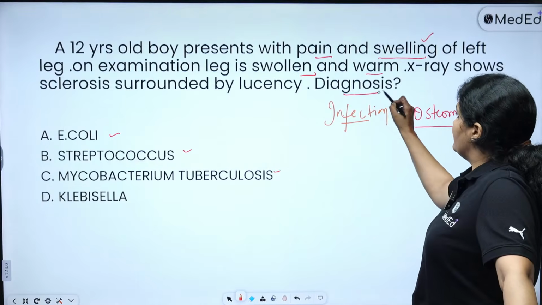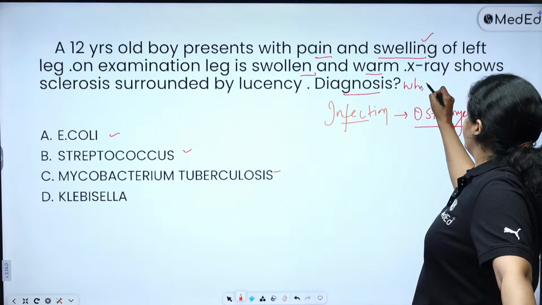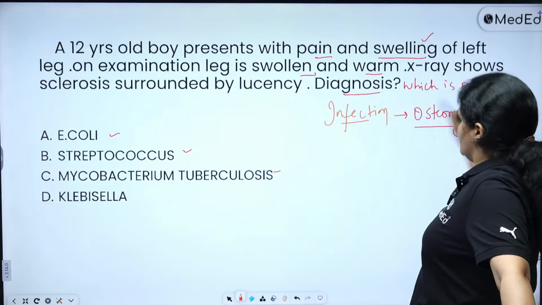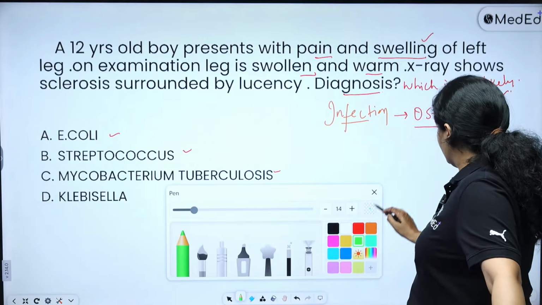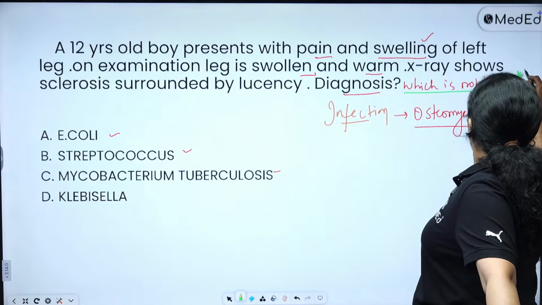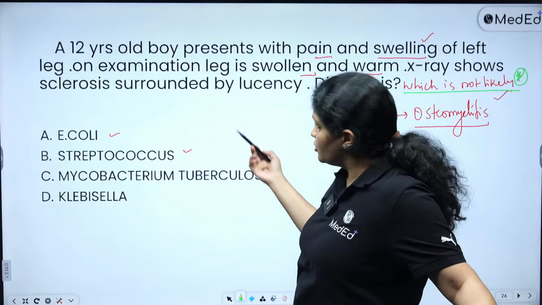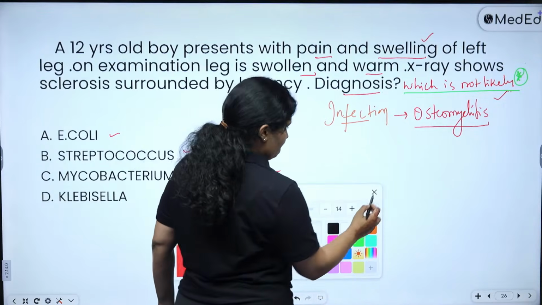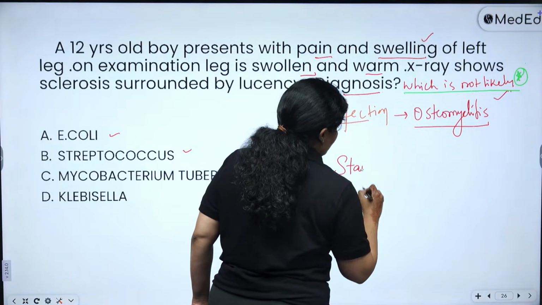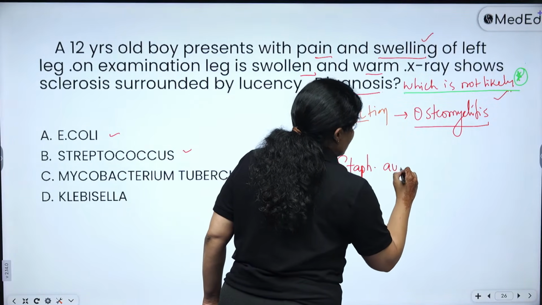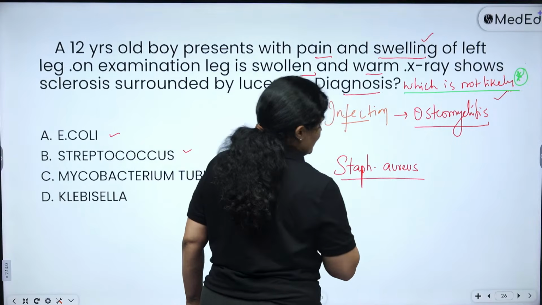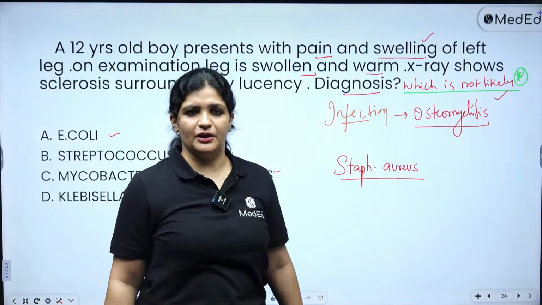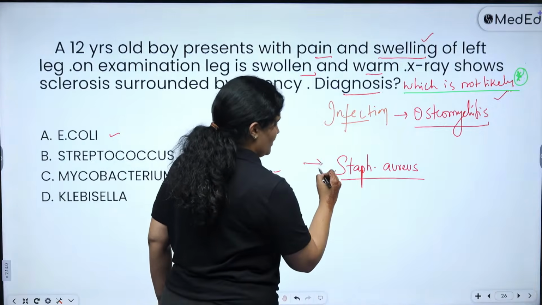Klebsiella. The question was which is not likely the diagnosis. Sorry, I forgot to add that, which is not likely. So the diagnosis could be any of these. The most common organism would be Staph aureus. Mycobacterium tuberculosis also is associated with osteomyelitis; it will produce the sequestrum and all. The Staph aureus is the most common one, you have to remember.